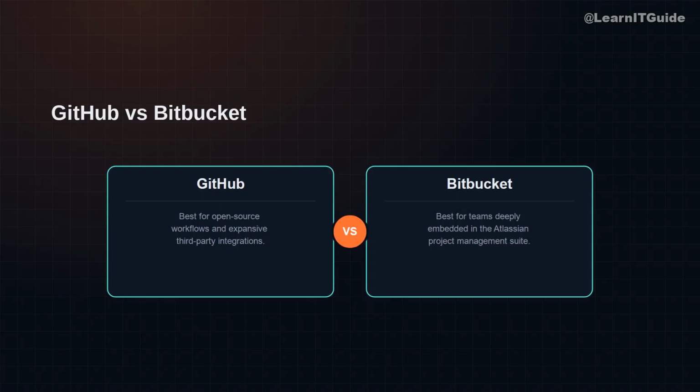When you look at them side by side, the choice is clear. GitHub is the platform of choice for teams that need massive third-party flexibility. Bitbucket is the platform of choice for teams that need seamless project management alignment.